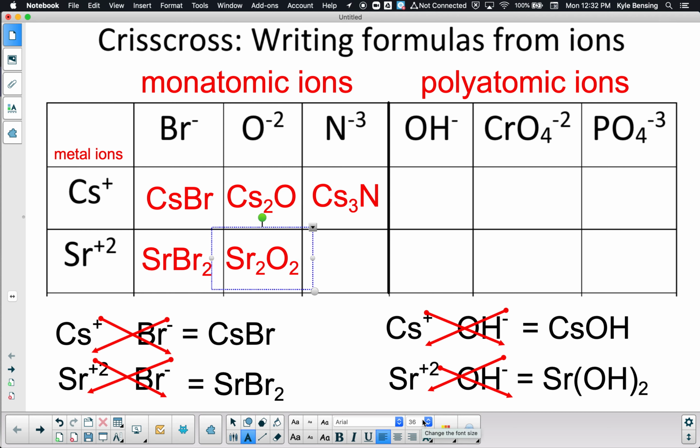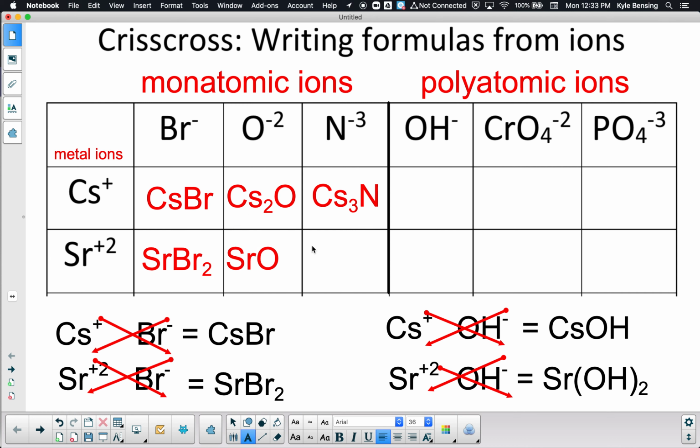Now take a look at this. If we have 2 elements and they both have 2s, then we can cancel them out. In other words, it's like having a fraction of 2 over 2. We don't have to write that at all. We can just write 1, and we don't write 1s. So SrO would be the correct answer for the next one.